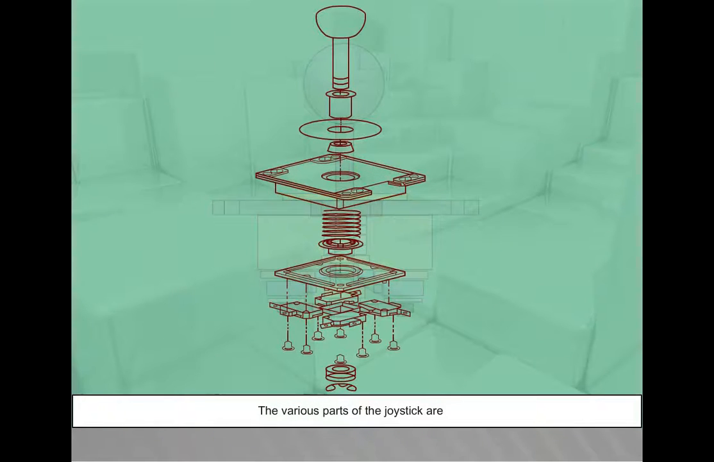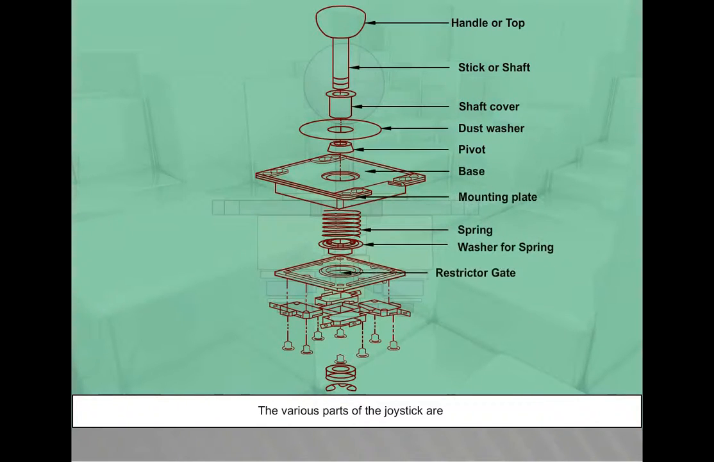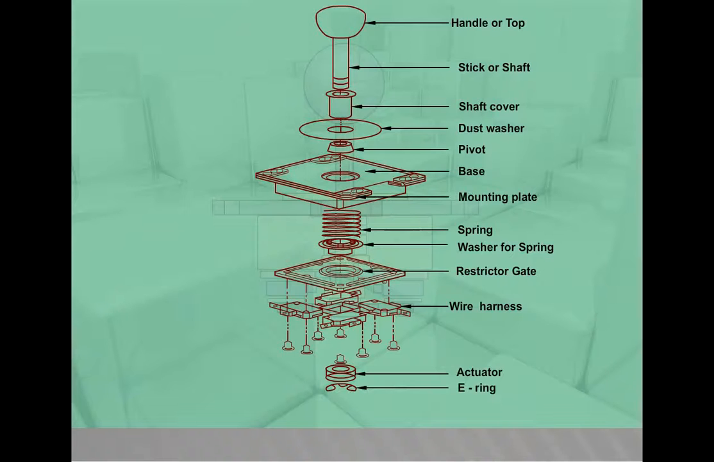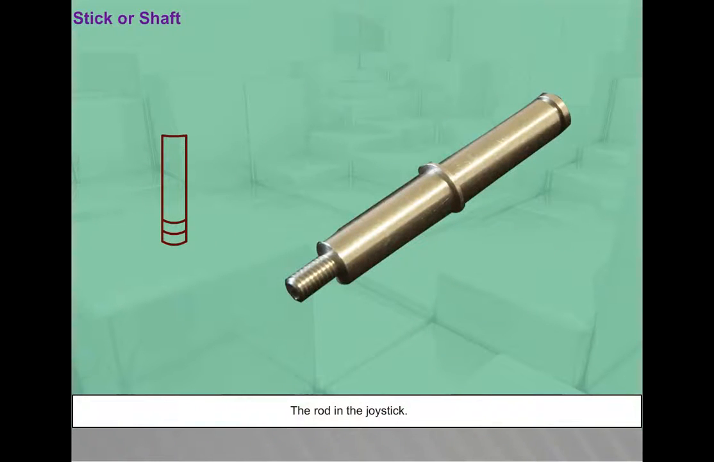The various parts of the joystick are handle or top, stick or shaft, cover or dust washer, pivot, base, mounting plate, spring, washer for spring, restrictor gate, wire harness, actuator, E-ring, stick or shaft, the rod in the joystick.